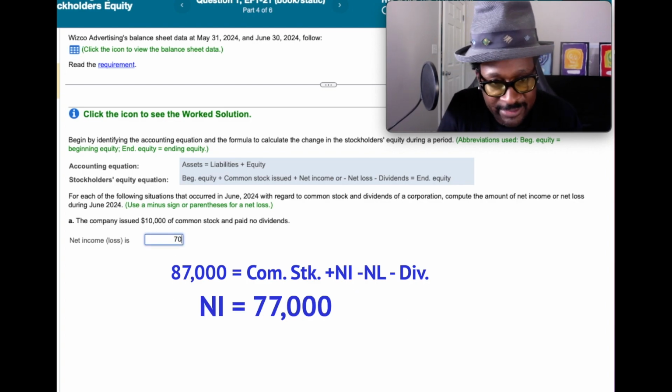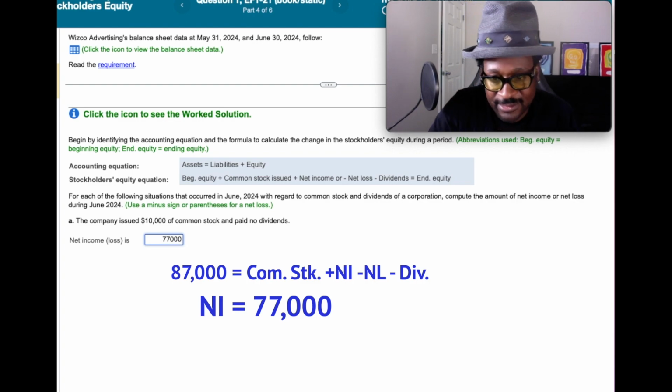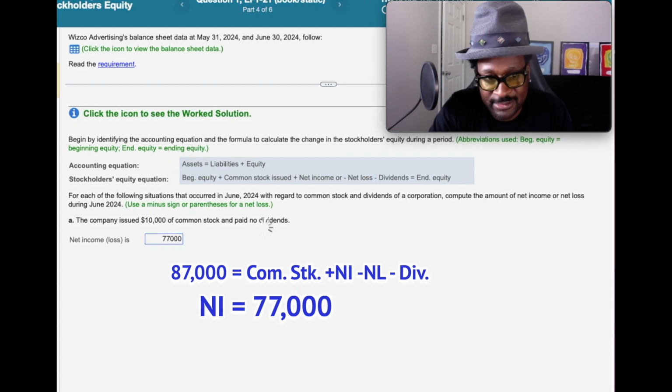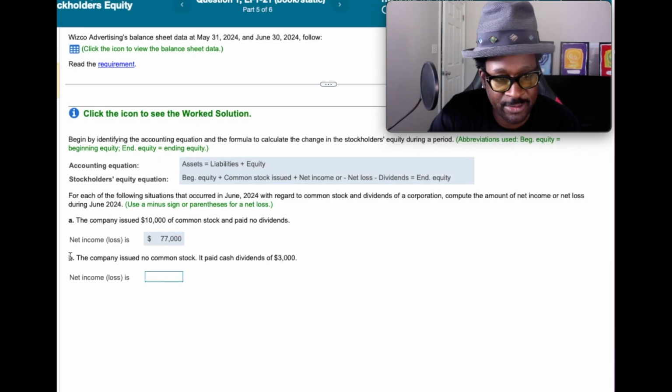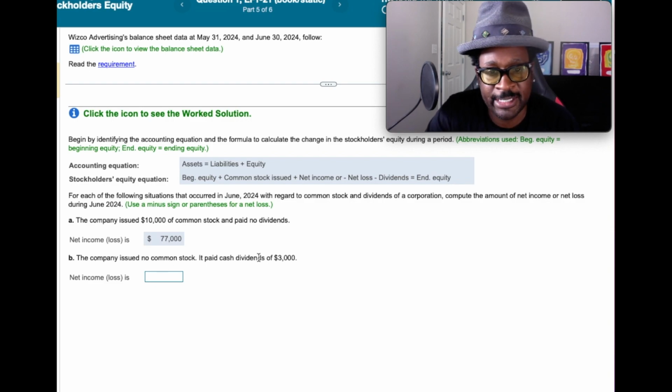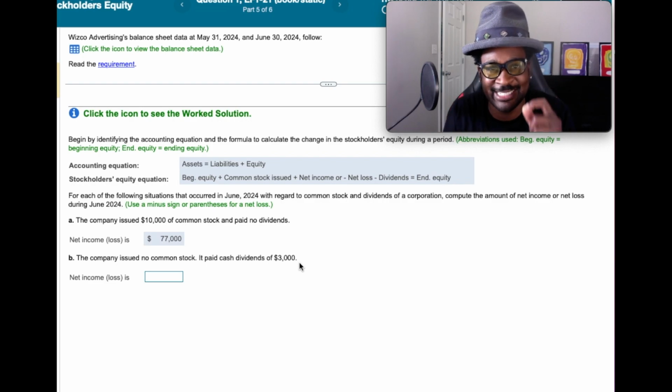So if we put $77,000 in here, check our answer. Bam! Bags all day. Scenario B: the company issued no common stock, but it paid cash dividends of $3,000. Okay, gang, we are still representing the $87,000.